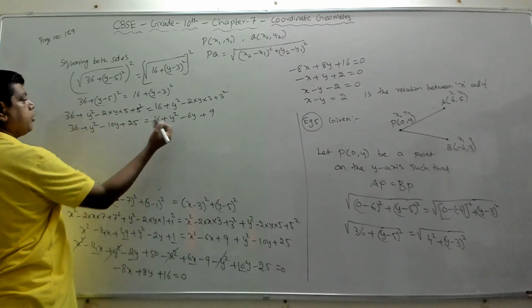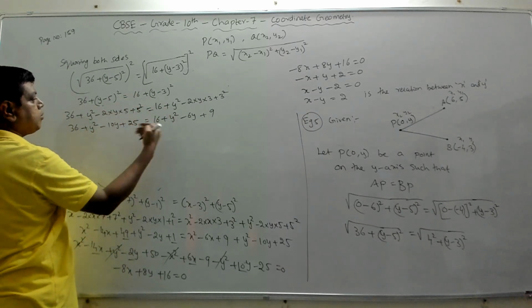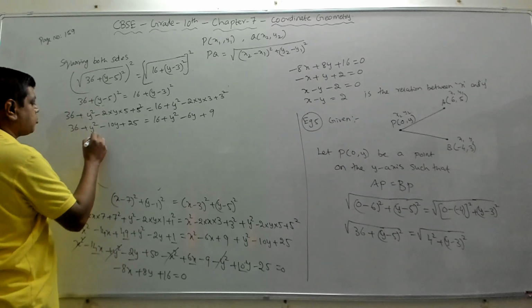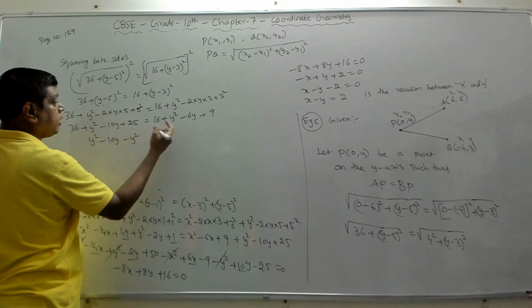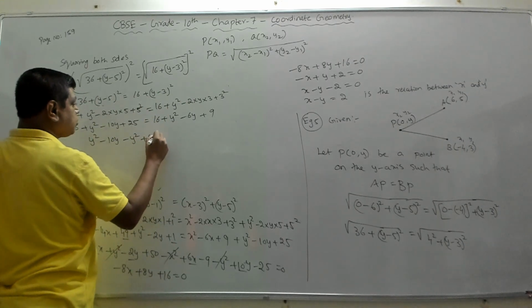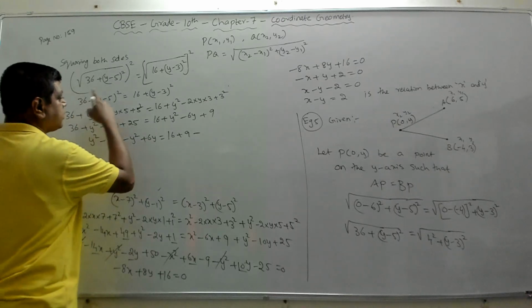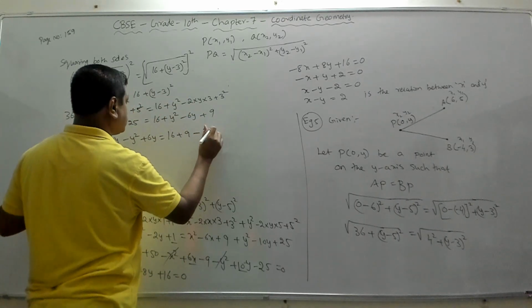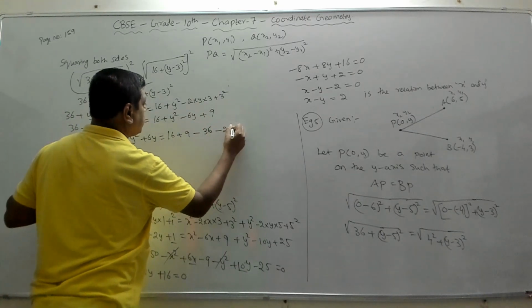So we'll bring everything to one side. Let's bring all the variables to one side, numbers to the other side. So this becomes y square minus 10y. I'll bring this y square here, minus y square. Minus 6y comes here, plus 6y, equal to, here we have 16 plus 9. I'll take this 36 to this side, becomes minus 36. And I'll take this 25 to the other side, becomes minus 25.